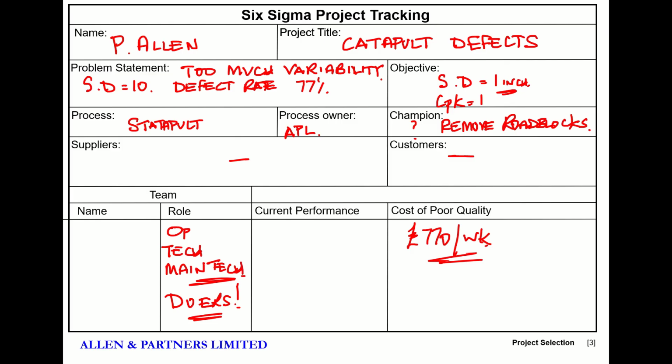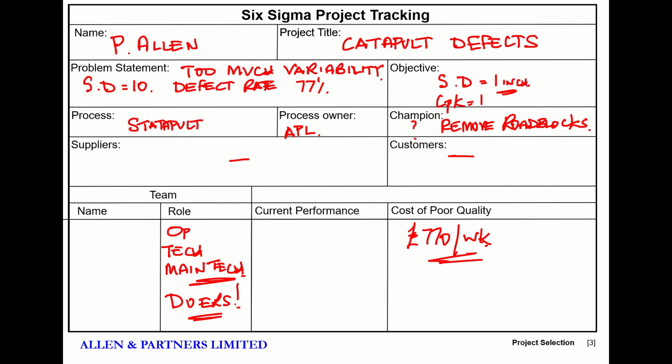Okay, so there's the problem statement. It's a statement of physics. Is the problem too much variability, or is the problem aim? In this case, I have too much variability. It doesn't matter what the aim is. I cannot get the results to fit inside the tolerance. There is your define.